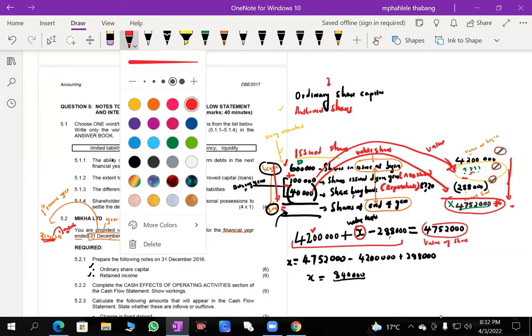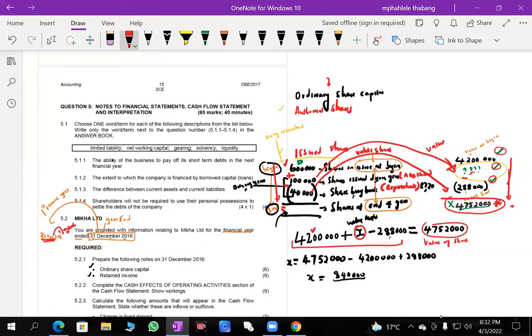This is what my equation is saying. The value of shares at the beginning of the year, then I add the value of shares issued during the year, less the repurchase, equals the value of shares at the end. That is why I'm creating this equation.